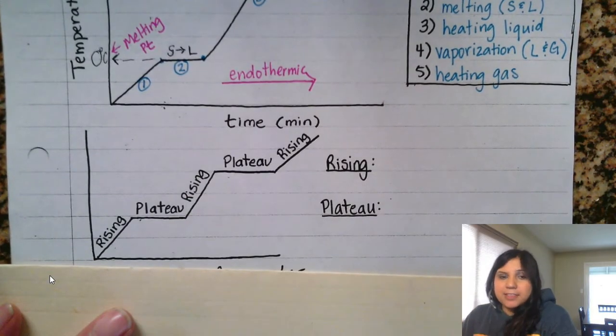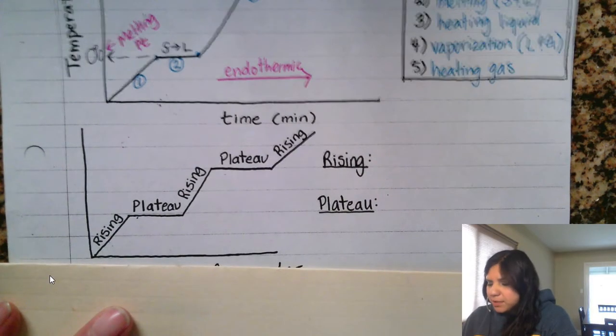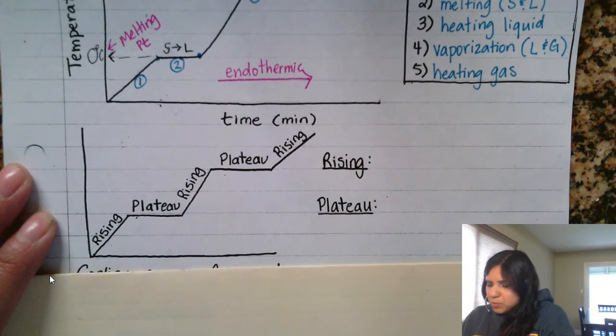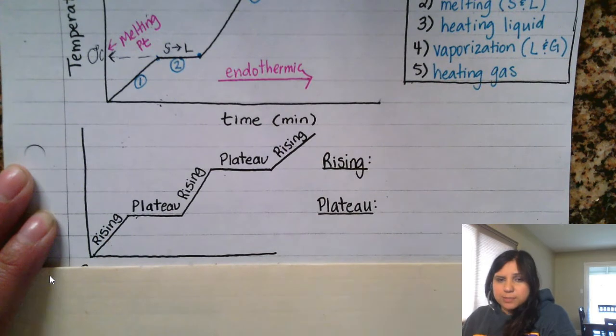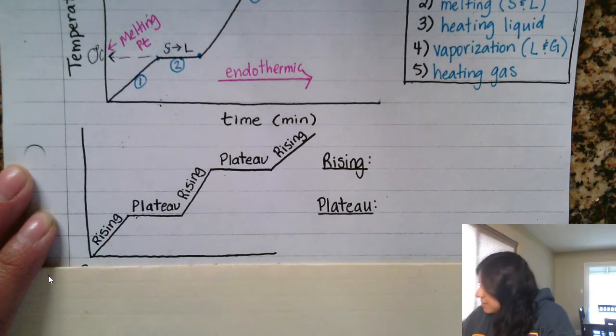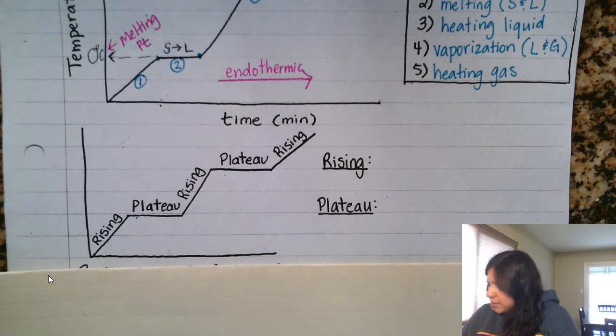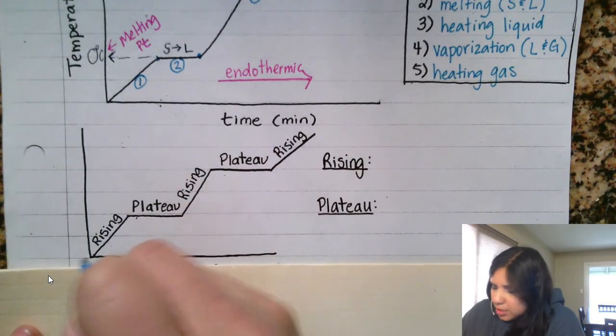Okay, I'd like you to add this part to your paper. We're just going to go over the difference between the rises and the plateaus. So where's the curve rising and where is there a flat point? Where's the plateau? All right, so let's see. What's going on where it's rising is you see a change in temperature.